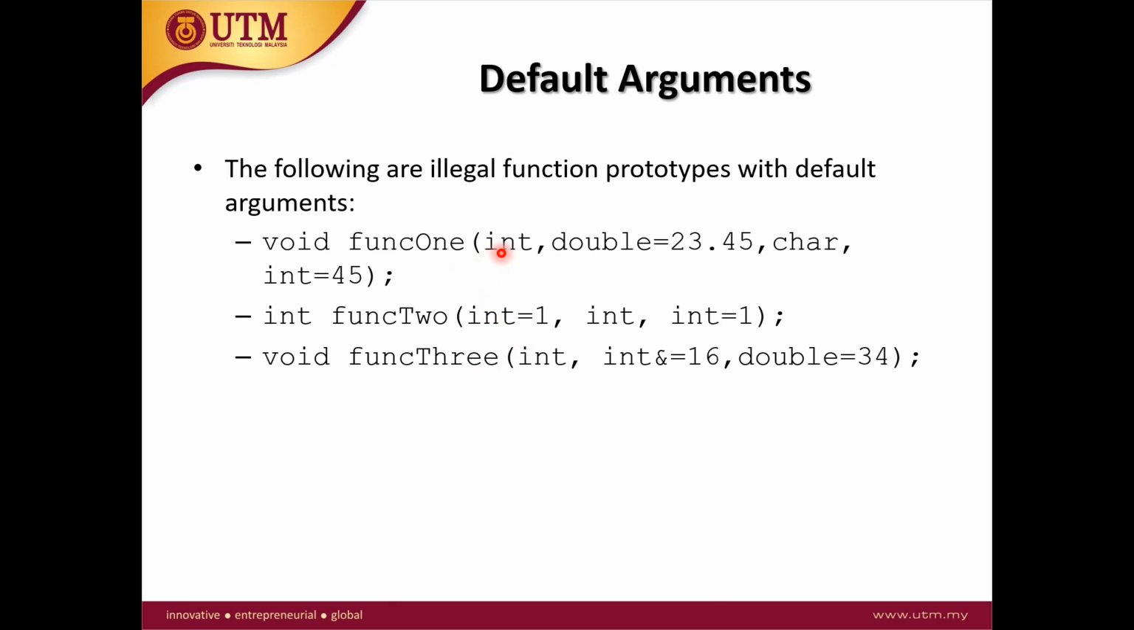Why? Because we've got 2 defaultless parameters. When we have defaultless parameters, they must be declared first in the function prototype or the function header. This one as well, this one must be declared first, and we can't pass a reference by value whenever you are using a default argument.